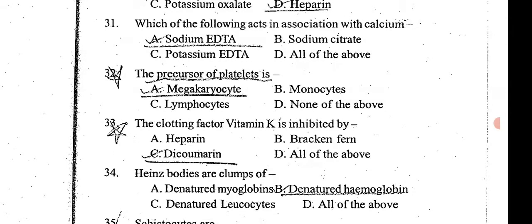The precursor of platelets is megakaryocytes; megakaryocytes differentiate into platelets. Decoumarin inhibits vitamin K. The antagonist of vitamin K is decoumarin. Decoumarin decreases vitamin K. So if anyone has very much vitamin K, then he may be treated with decoumarin.